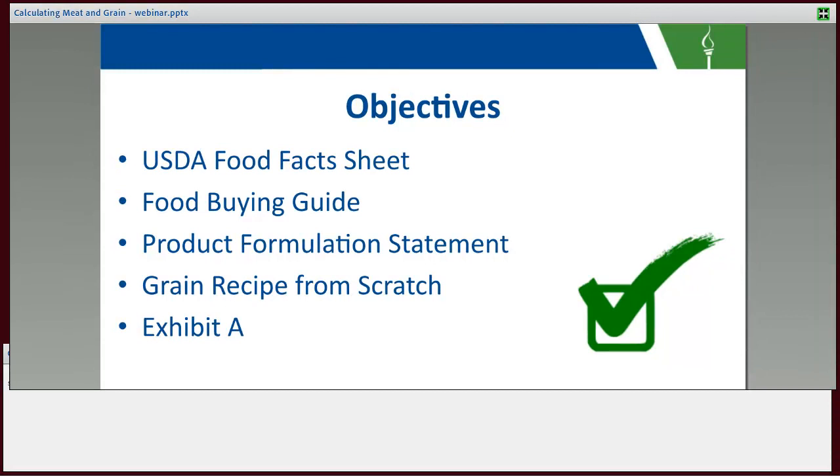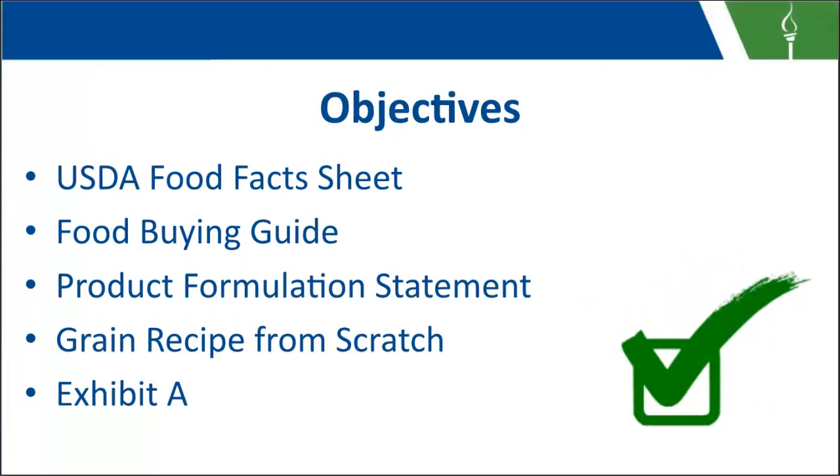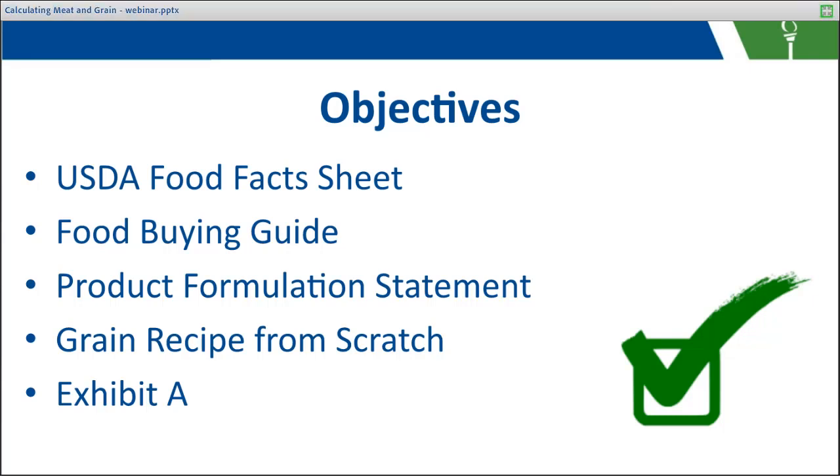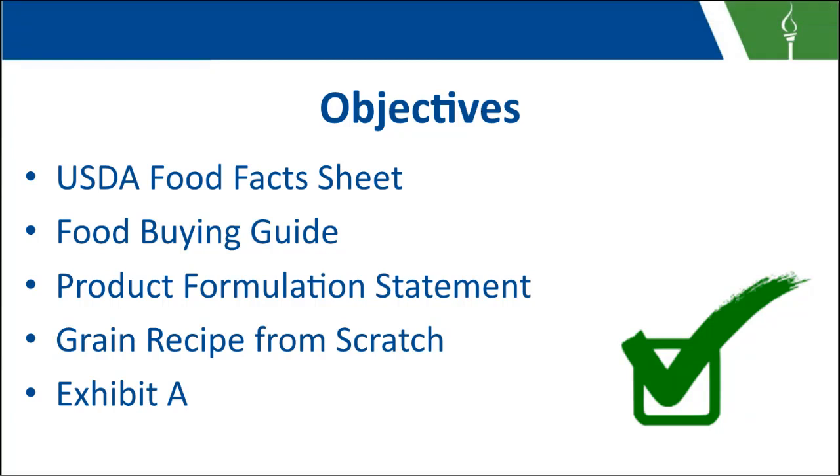During this webinar, we're going to look at several different bits of documentation that you can use to determine the contributing amounts of your meat alternate and grain items, to ensure that you are meeting those minimum grain and meat alternate component requirements. The first example we're going to look at is using a USDA food fact sheet. These are available on our DESI FNS website. We're also going to use the USDA food buying guide, which is also linked on our DESI FNS website.